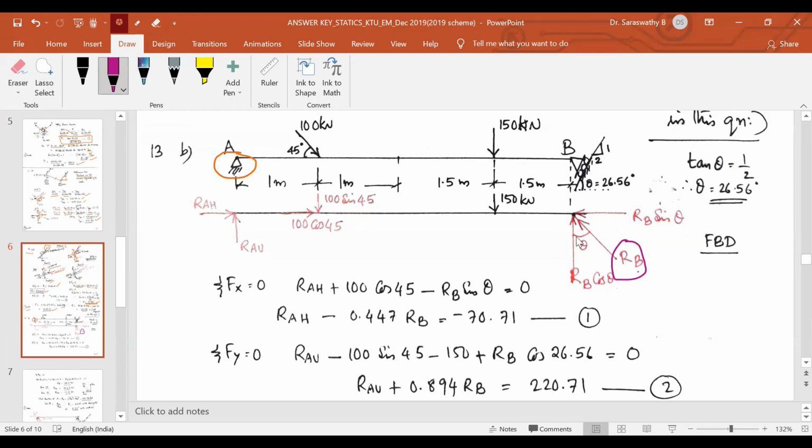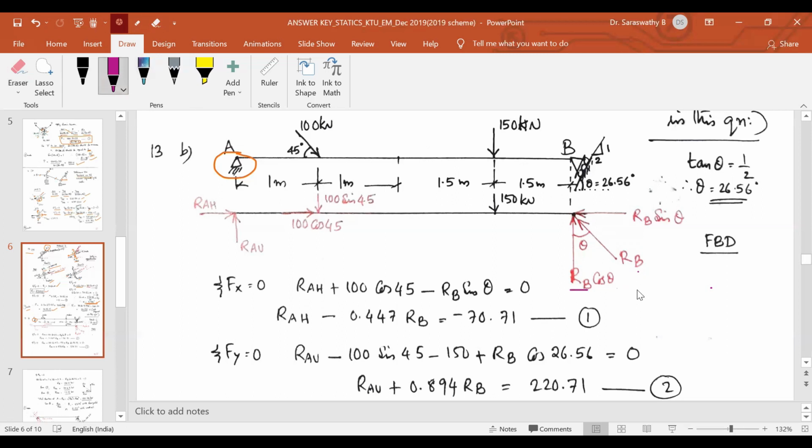So this reaction makes, because angle between the horizontal and inclined plane is the same as angle between the normal to the plane and vertical. So the RB makes an angle of 26.56 with vertical. If you remember this, it will be very easy. Okay, so in this case, the reaction RB in the roller makes an angle of theta with vertical. So it has two components resolving RB cos theta.